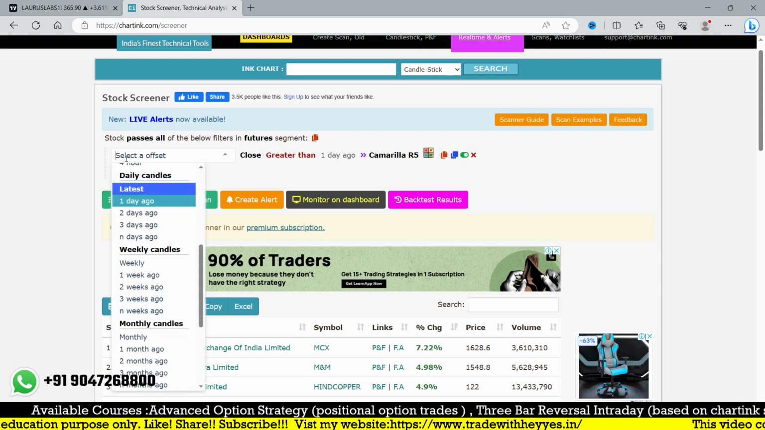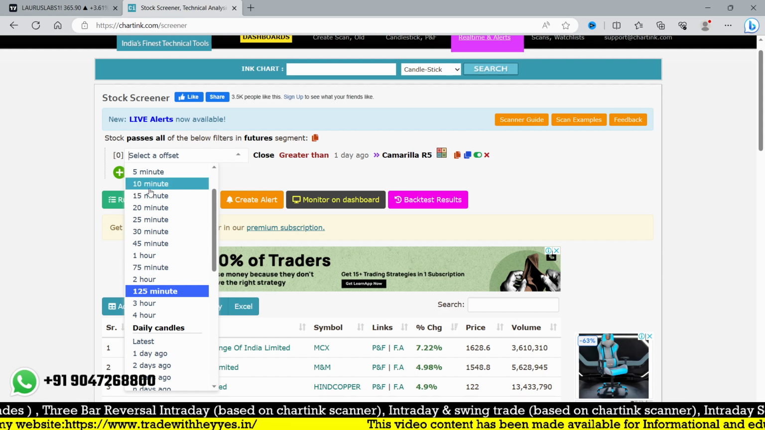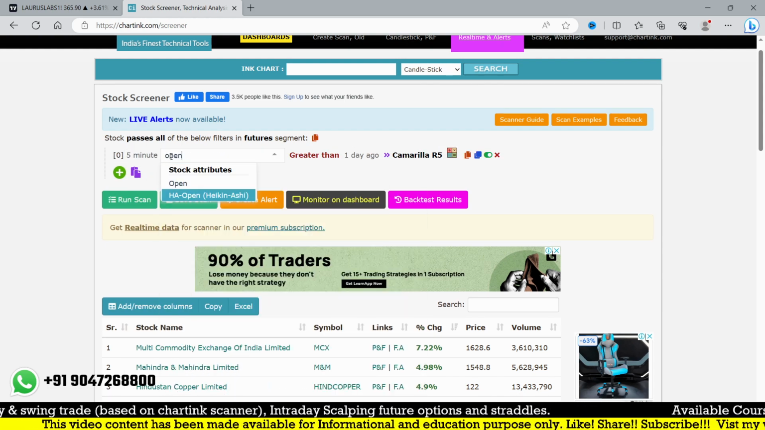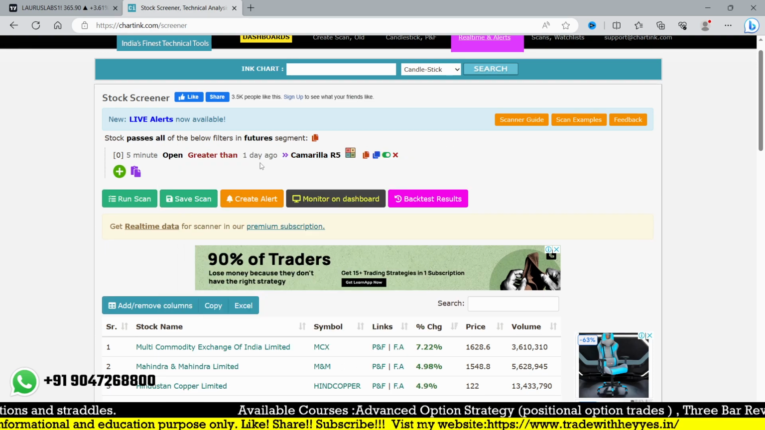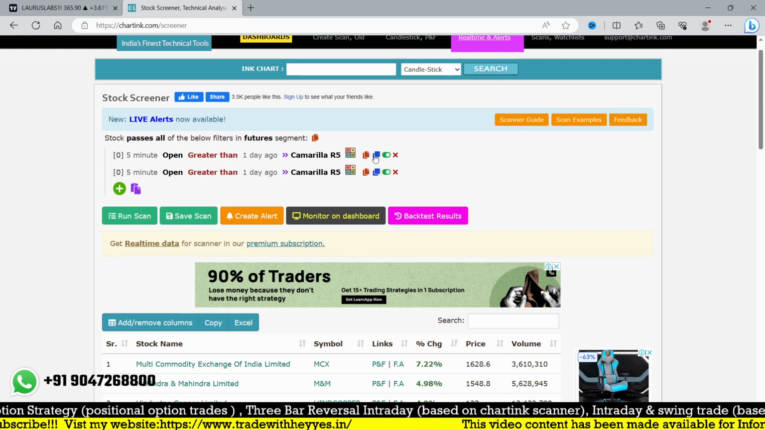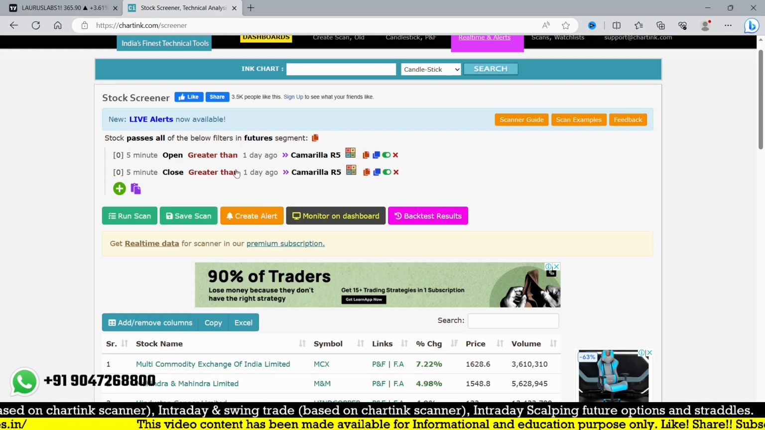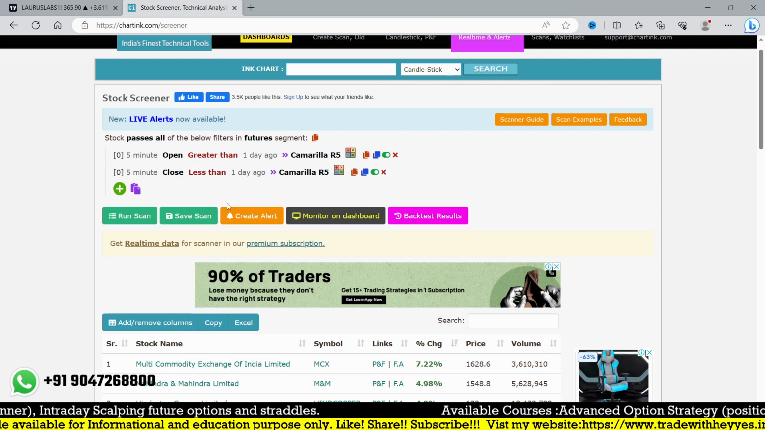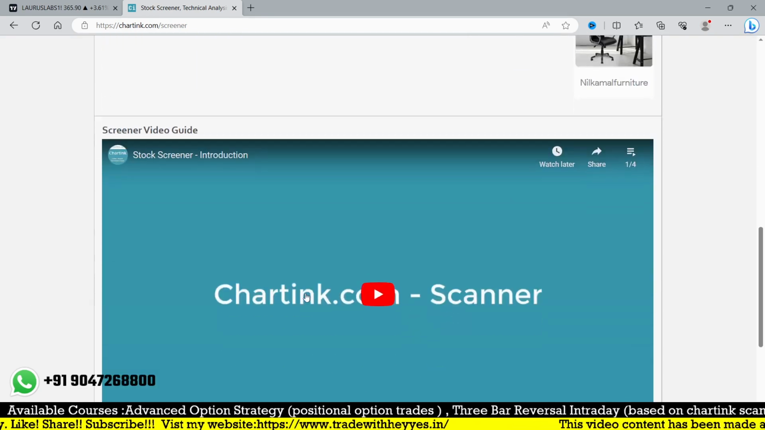So here I'm just going to make some 5 minutes. 5 minutes, sorry. 5 minutes high, open must be greater than one day ago Camarilla R5. And at the same time I will use the 5 minutes close must be less than the highest level, trend reversal. Okay, Camarilla R5. So if you find, look at this Laurus Labs and Container Corporation.